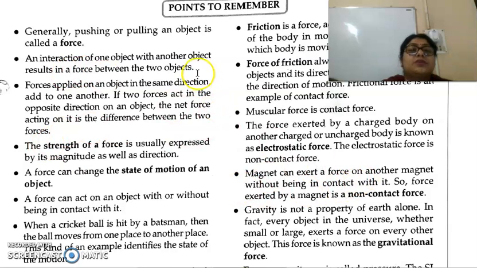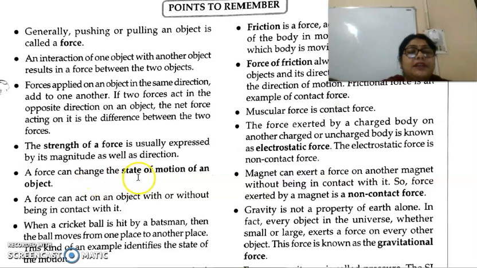So let's go through the points which we need to remember before we solve the question answers of the worksheet. The first point: what is force? Force is nothing but a push or pull. Second, it's an interaction of one object with another object that results in a force between the two objects. Forces applied on an object in the same direction add up to one another. If two forces act in opposite directions on an object, the net force acting on it is the difference between the two forces. The strength of a force is usually expressed by its magnitude as well as direction.